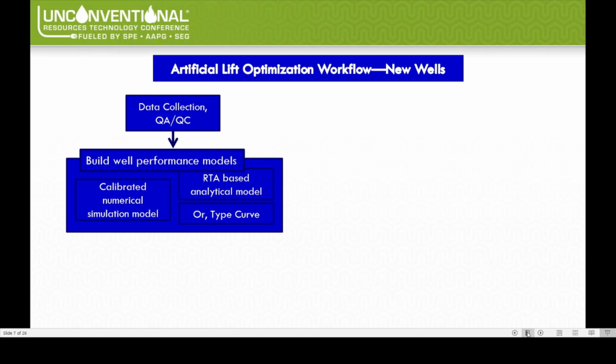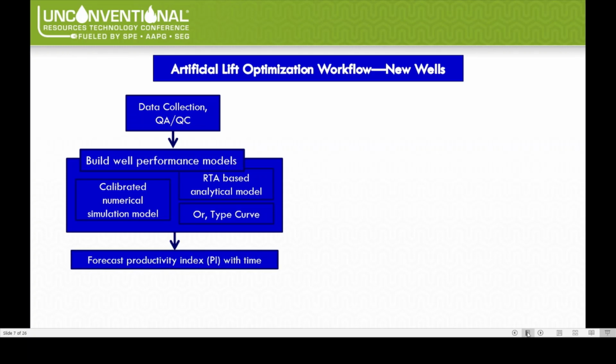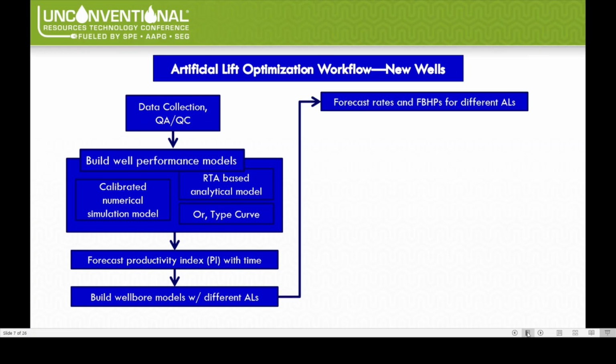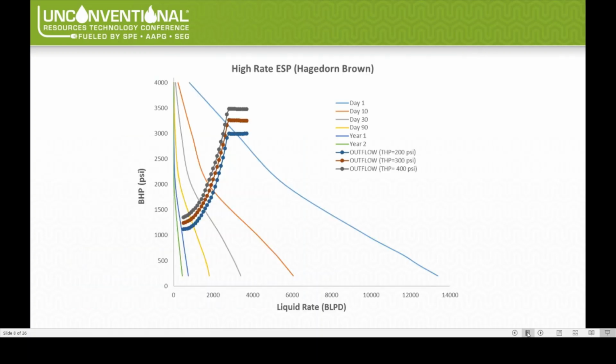For new wells, we looked at artificial lift strategy workflows, such as looking at the data, then building well performance models by calibrating a numerical simulation model, building an analytical model based on RTA, or you could look at your type curve. You can forecast the PI with respect to time using these models, and we built wellbore models with different artificial lift strategies. We forecasted rates and flowing bottom hole pressures for different artificial lift.